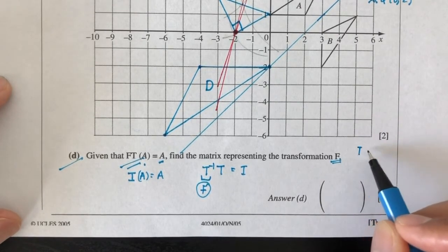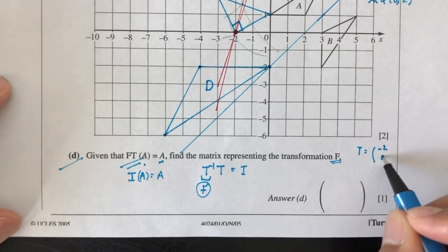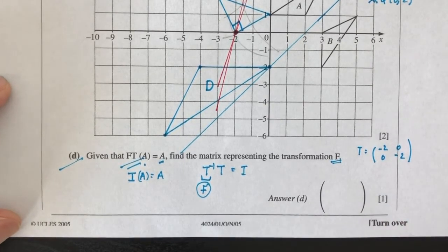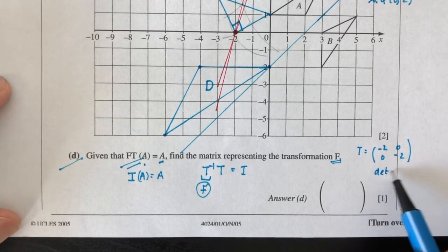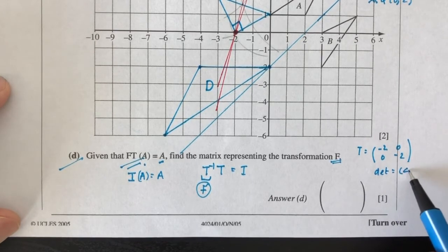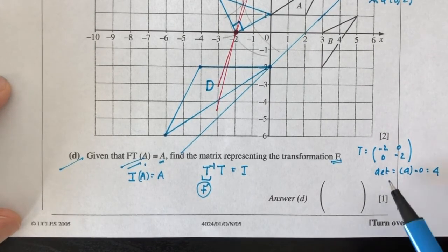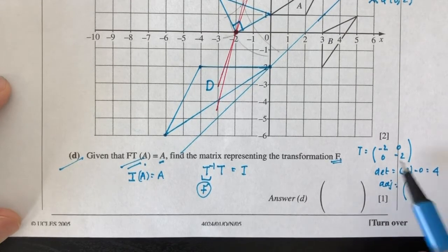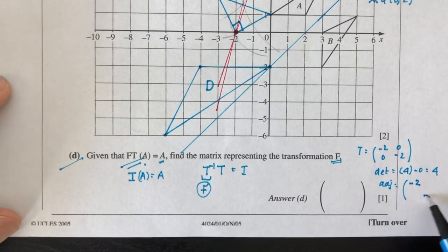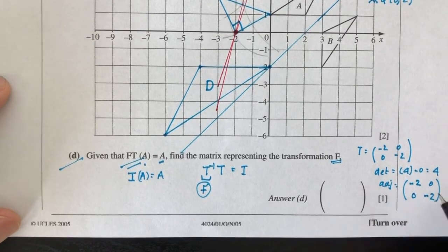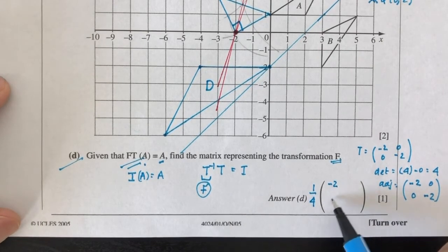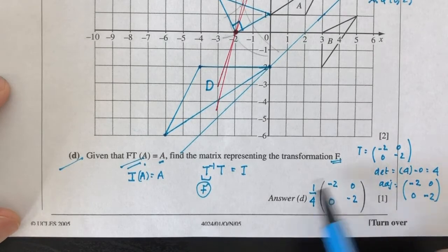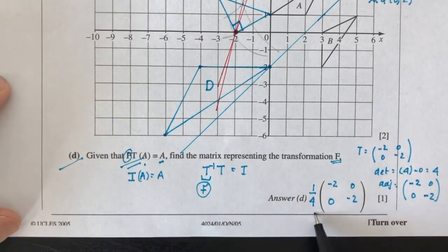So T is equal to (-2, 0; 0, -2). So we have to find the determinant, which is 4 minus 0, which is 4. And then our adjoint matrix will be switching positions, so it will be just (-2, 0; 0, -2). So 1 divided by 4 times (-2, 0; 0, -2). That will be the matrix of F. That is question number 22.